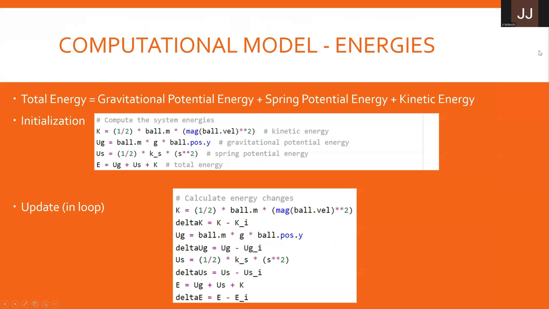The energy components in our computational model were gravitational potential energy, spring potential energy, and kinetic energy. These were updated continuously in a loop, maintaining total energy conservation throughout the motion. We also have to initialize these values at the beginning before we enter the loop to give us our initial values.